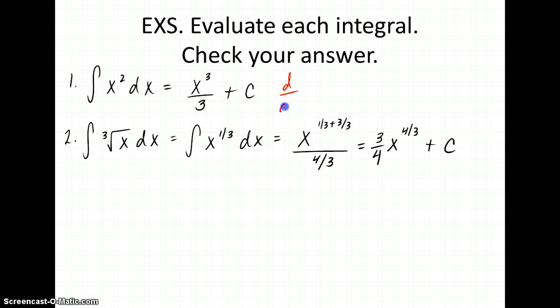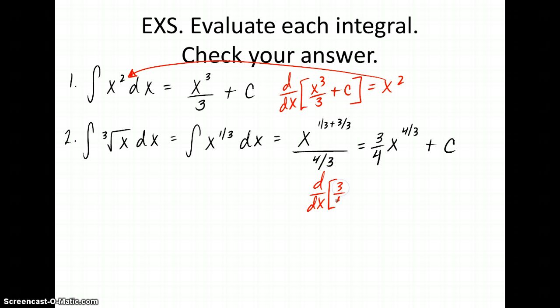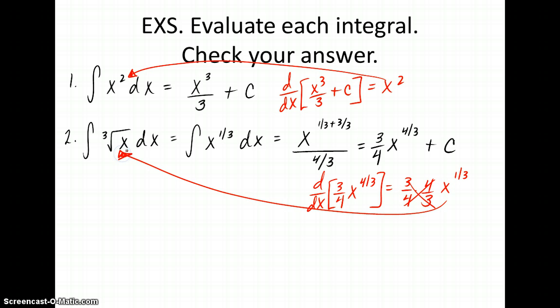Now I say to check your answer. Check your answer using the derivative. What's the derivative of x cubed over 3 plus c? That would just be x squared. That's my original integrand, so I know my antiderivative is correct. What's the derivative of 3/4 x to the 4/3? Okay, using the power rule for derivatives, multiply by the original exponent, subtract 1, they cancel, and I'm left with the cube root of x. So you can check every antiderivative by using the derivative.